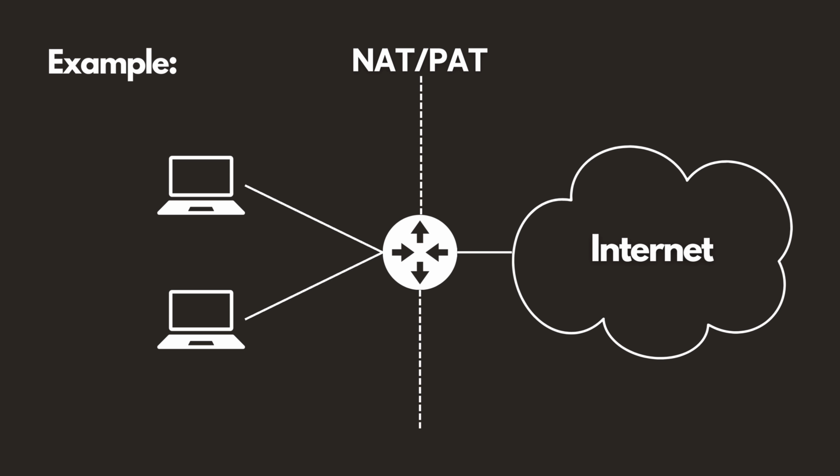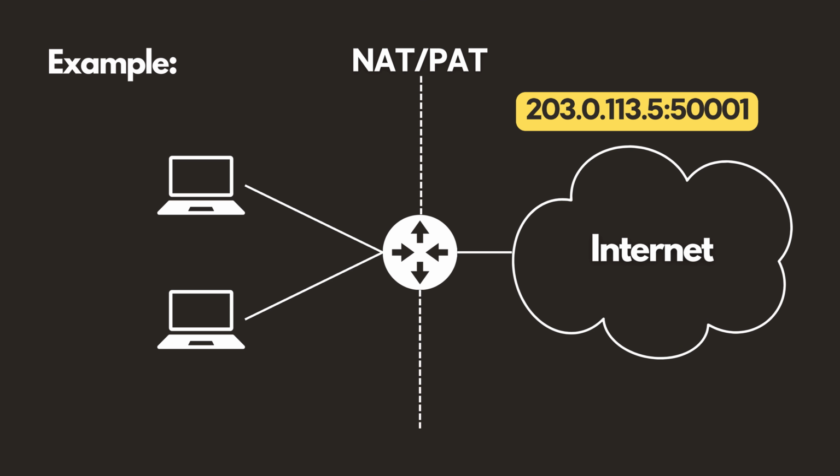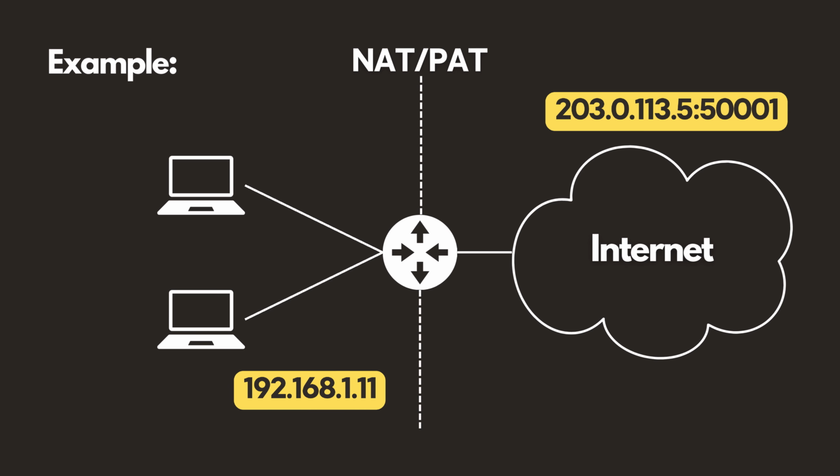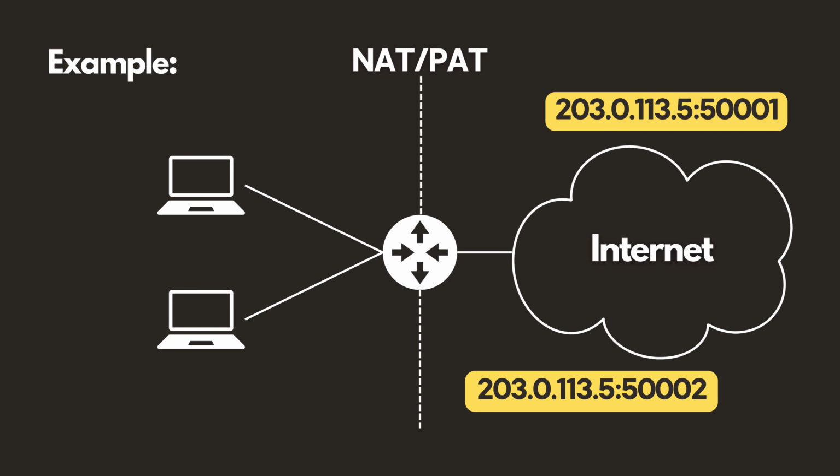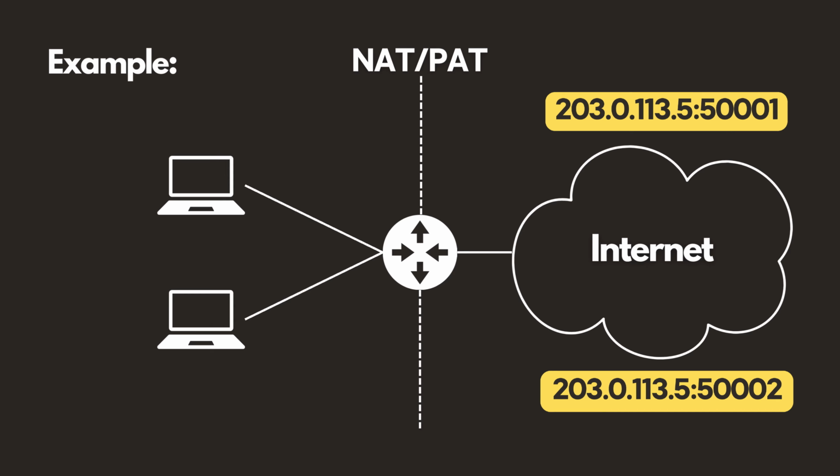Here's an example. Device 1 with IP address 192.168.1.10 connects to the internet and is translated to 203.0.113.5 with port 50001. And device 2 with IP address 192.168.1.11 connects to the internet and is translated to 203.0.113.5 with port 50002. It's the same public IP but different ports. This is why hundreds of devices in your home can share one public IP address from your ISP.